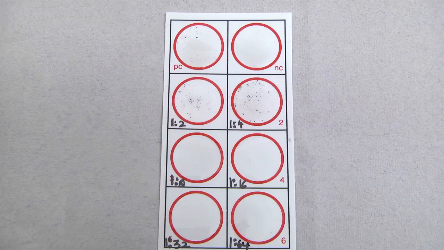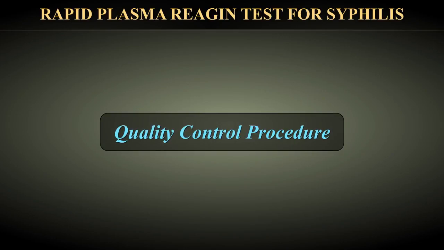Since the highest dilution giving flocculation in our experiment is 1 in 4, the titer of the patient for antilipoidal antibodies is 4. Quality control.